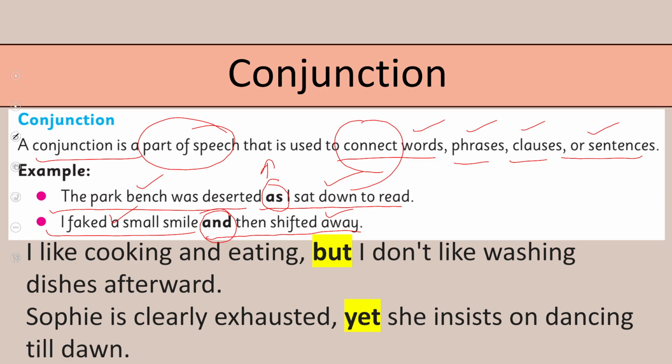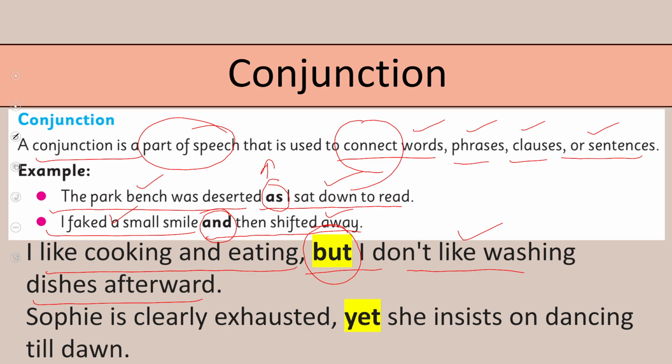Now let's look at some more examples. I like cooking and eating, but I don't like washing dishes afterwards. Now, it could be said like this: I like cooking, I like eating, I don't like washing dishes afterwards. But we are making it into one complex sentence. This is one sentence. But here, this word but, which is a conjunction, helped us in linking this part of the sentence with this part of the sentence.